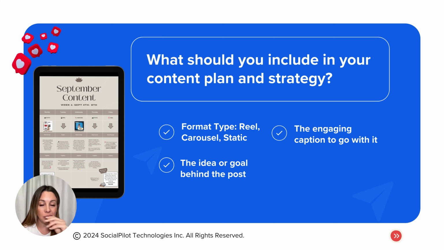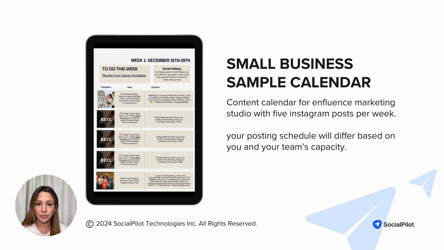And then you also want to include your caption to go with it. We want to already have it planned out, what we're going to say, the emojis that go with it, so we can simply copy and paste. This is what's going to save you a lot of time if you have all three of these things on your content calendar. So, I have a little example here for you to look at.